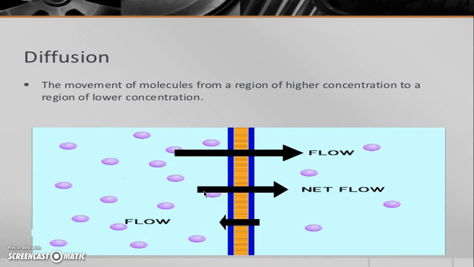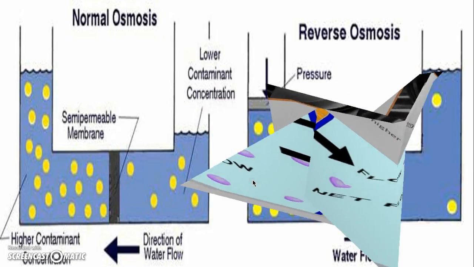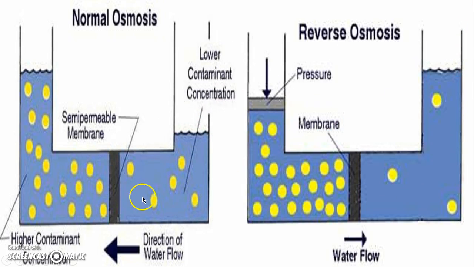First, I'm going to talk about diffusion, which is the movement of molecules from a region of higher concentration to a region of lower concentration. Next is osmosis, which is the movement of molecules over a semi-permeable membrane from lower concentration to higher concentration. Similar to it is reverse osmosis, which is the same thing, but an applied pressure is used to overcome osmotic pressure.